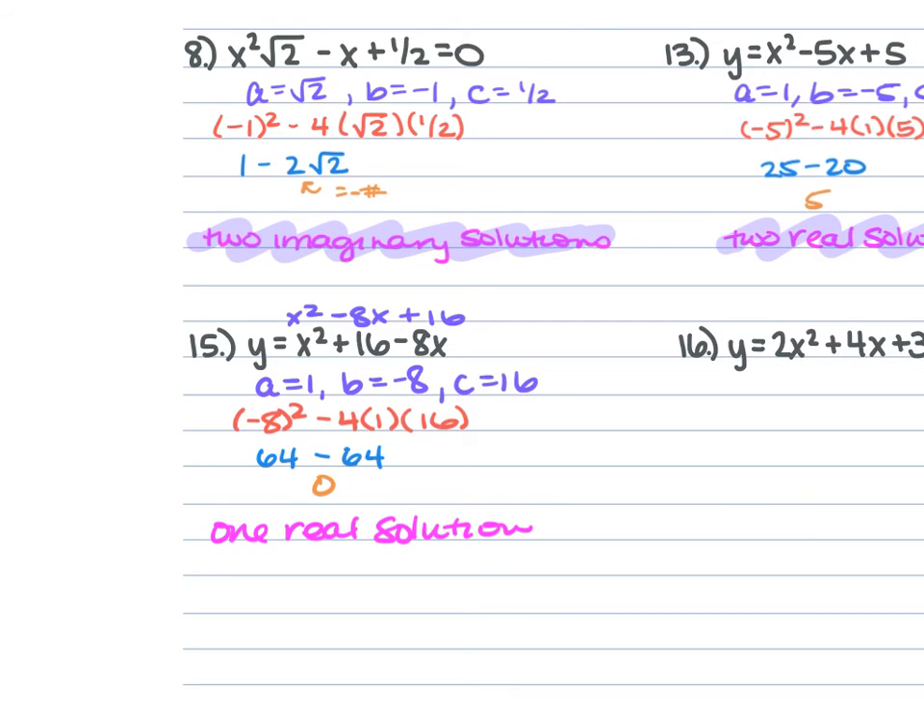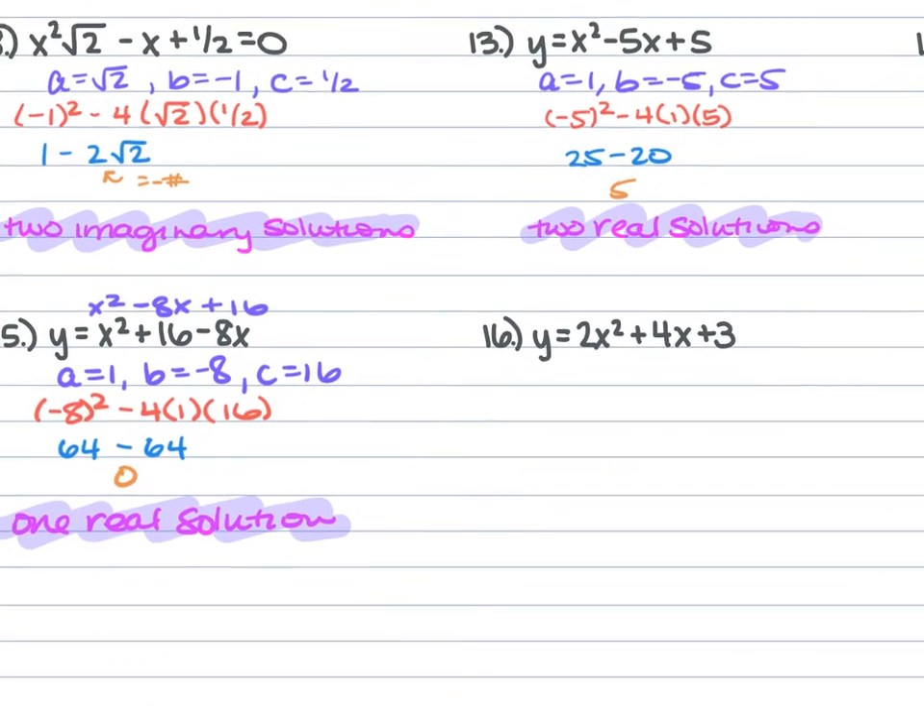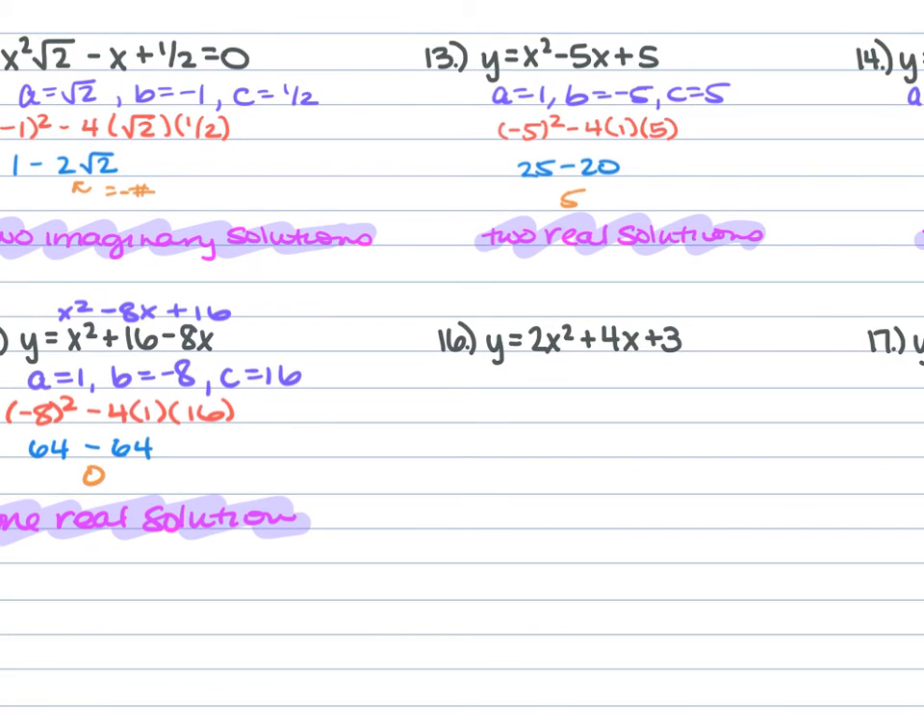For 16, we're given y is equal to 2x squared plus 4x plus 3. So our a is 2, our b is 4, and our c is 3. So this is going to be 4 squared minus 4 times 2 times 3. The 4 squared is 16. The negative 4 times 2 is negative 8. Negative 8 times 3 is negative 24. So 16 minus 24 is going to give us negative 8.